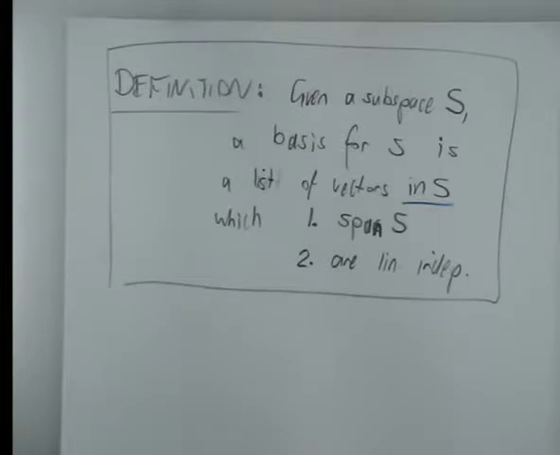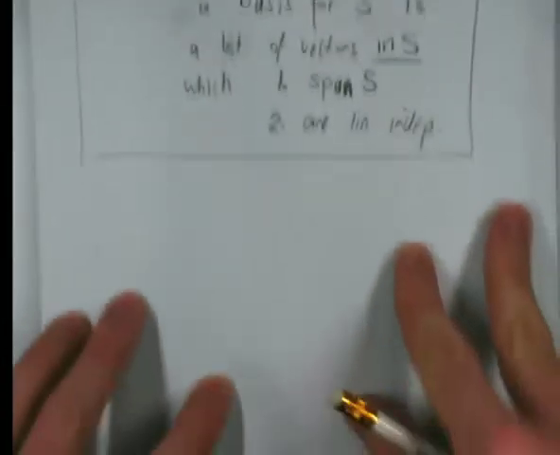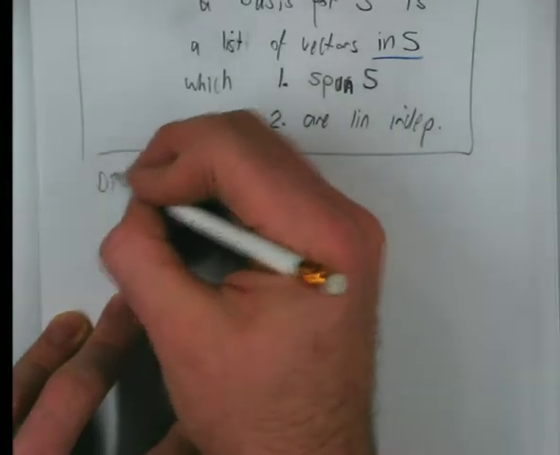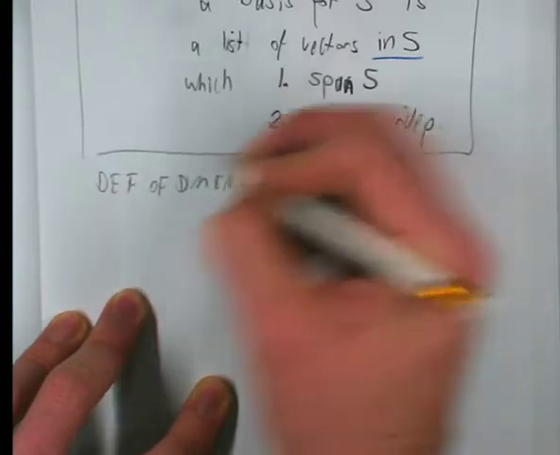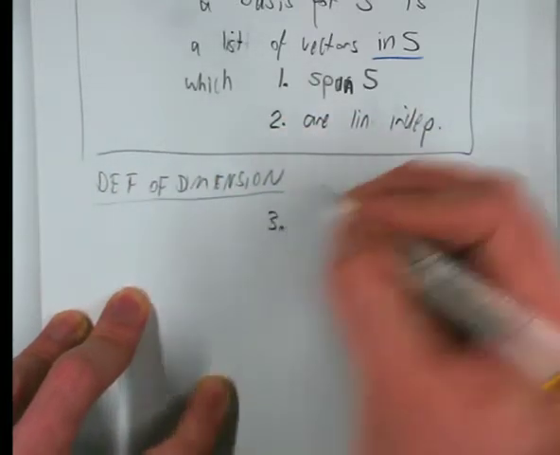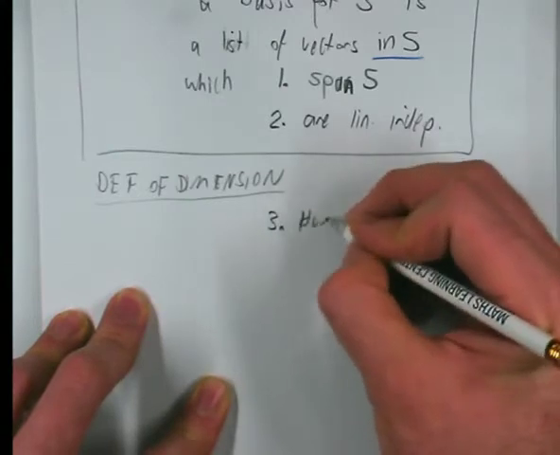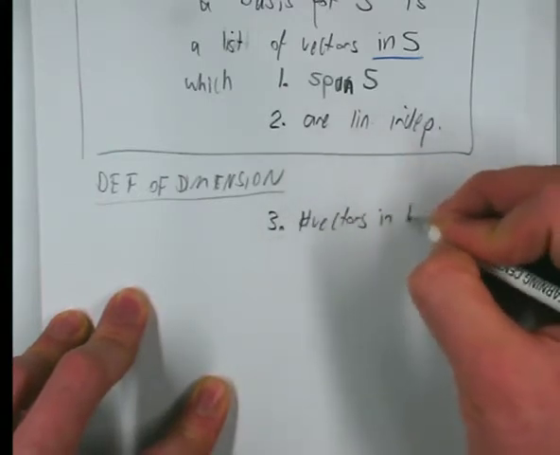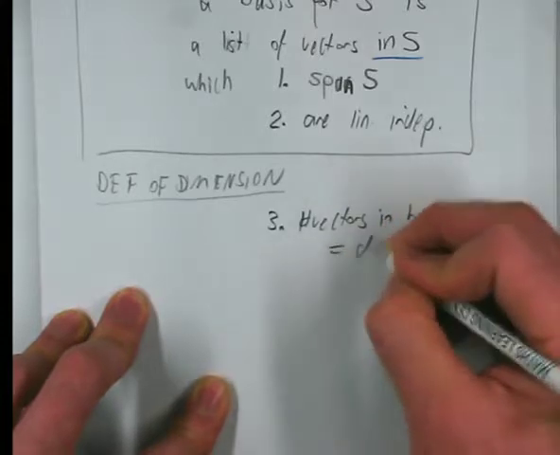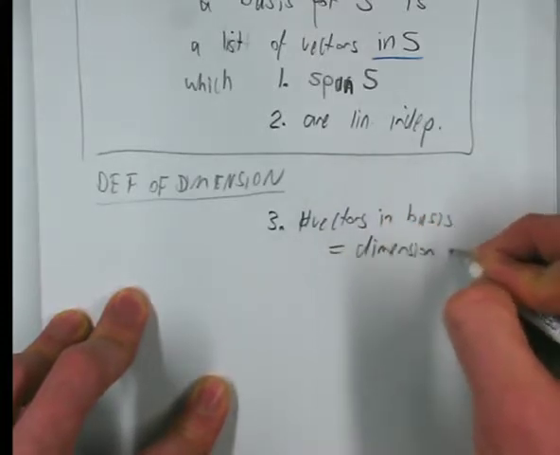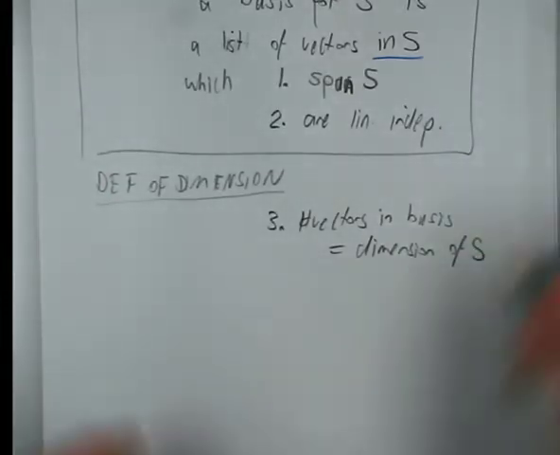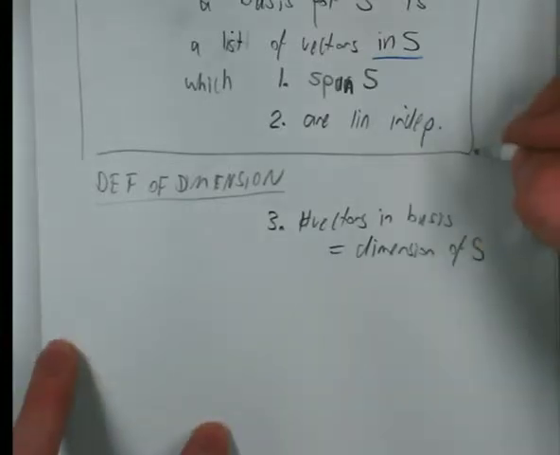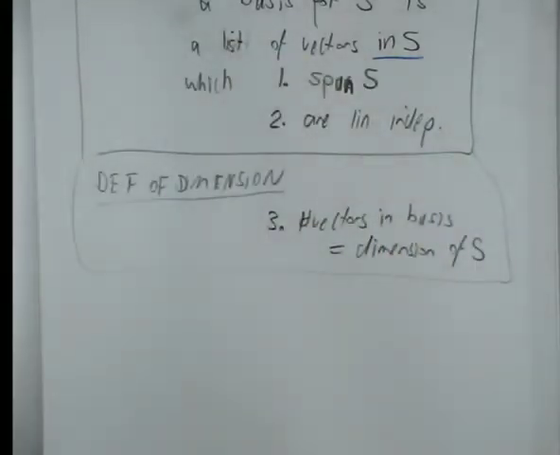And our definition of dimension is how many vectors there are in the basis of the subspace. Okay? This is the definition of dimension, which I call rule number 3: the number of vectors in the basis is the dimension of S. And that's a consistent definition because if you do have a basis, they will all have to have the same number of vectors.